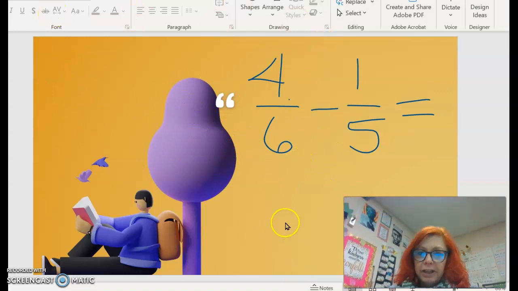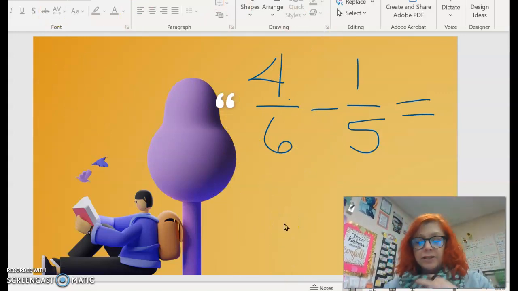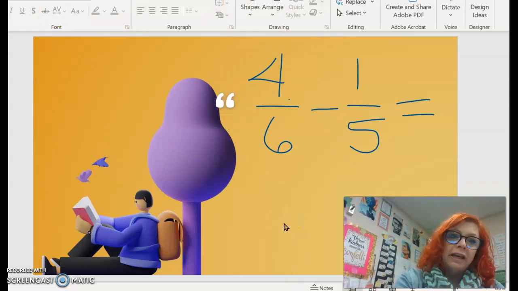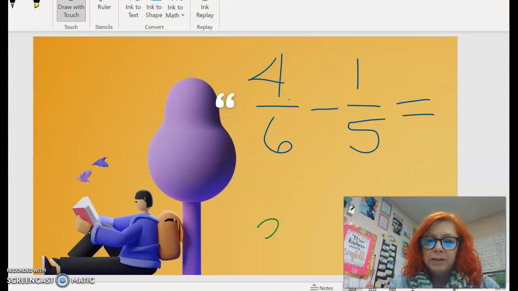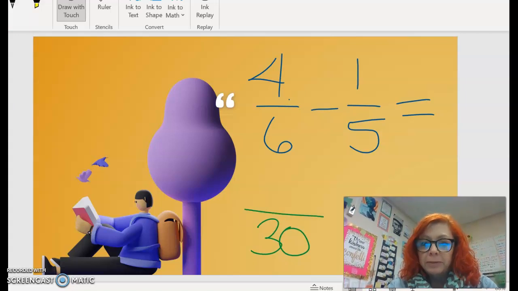Dumplings. Let's do the darn thing. Okay, so we already established that our common denominator was what? It's going to be 30. So I'm going to come down here.